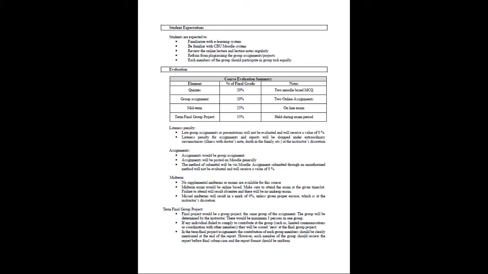So the midterm could be a direct question and answer type of exam, or it could be creative writing, where I can give you a real industrial skill example and you'd complete that. So it could be like that. But the term final group project is definitely going to be an industrial project.